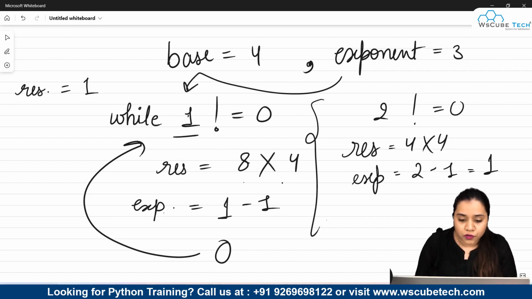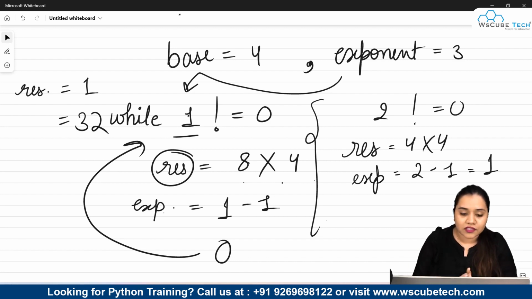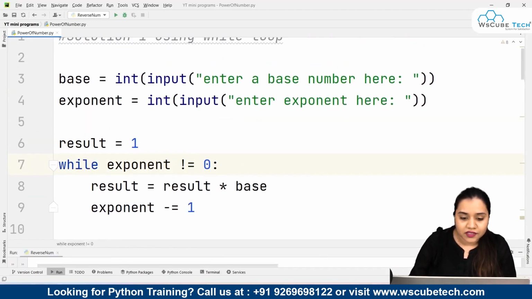So 8 times 4 would be 32, and we will get the result as 32, where the base is 4 and the exponent is 3. In this way we will get the result. Now let's write this over here. Now let's run this.